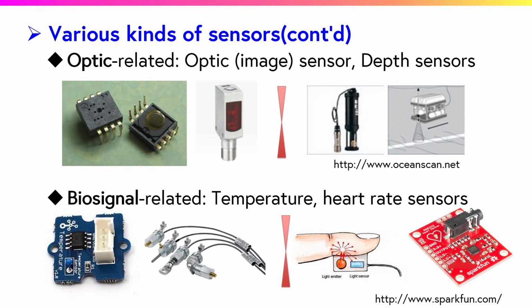Okay. The last one is biosignal related. That means we can measure the bio or vital signals of the human being. For example, we can measure the temperature, and also we can measure heart rate. These are two examples we illustrated here. Okay, if you look at the last one, heart rate sensors, the sensor operates in this way.